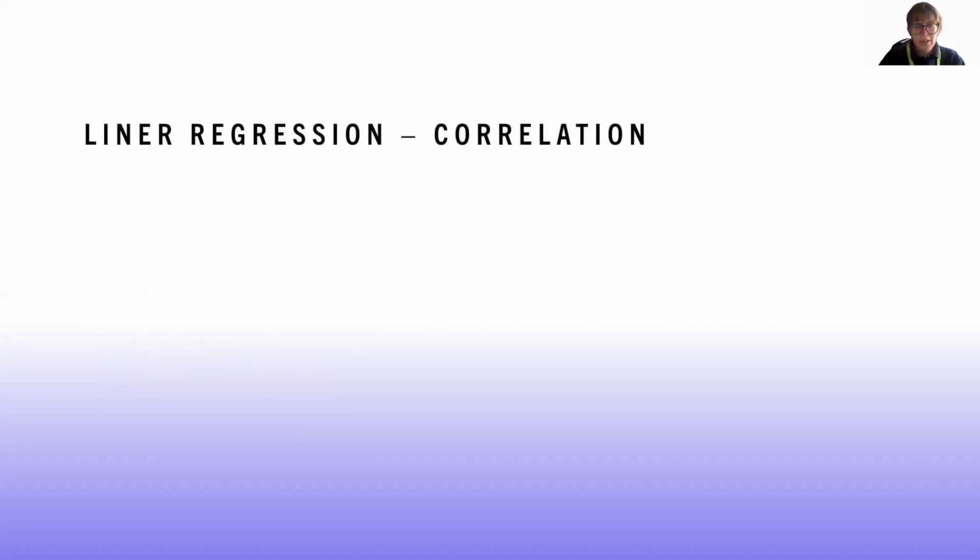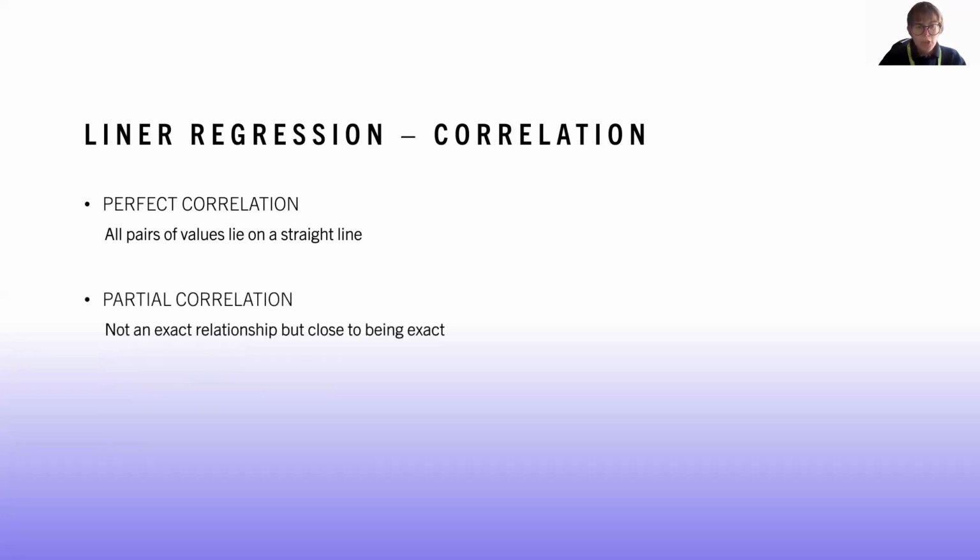We then need to have a look and think about, if we draw the graph out, what kind of correlation are these going to have? So a perfect correlation for a business is going to be if all pairs of values lie along the same line. A partial correlation is not an exact relationship, not everything sits on that line, but it is close enough to be exact. The next one, what about if there's no correlation? This is when two values of variables are going to seem completely unconnected to one another. It is impossible to draw that line.